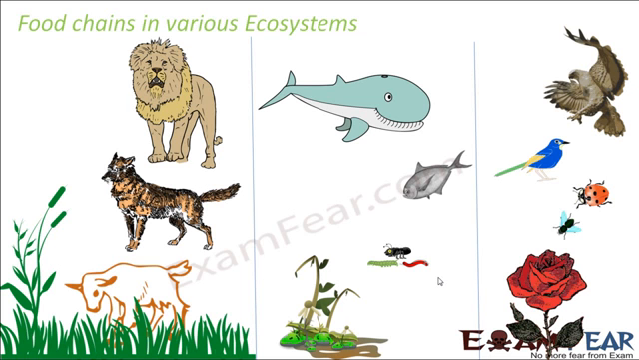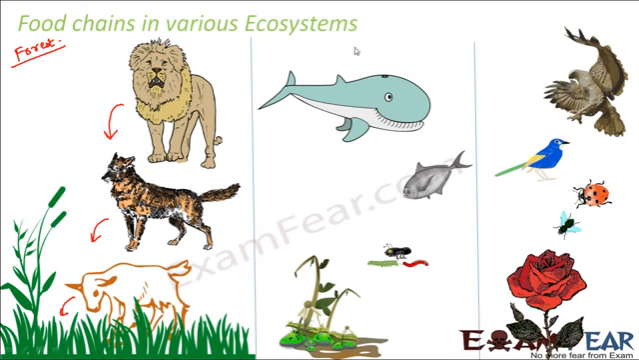Now let us quickly look at various food chains in various ecosystems. Let us take examples of different ecosystems. In the first one, I have taken the example of a forest ecosystem. In a forest, a food chain like this is very common, where a goat is feeding on the grass. This goat in turn is eaten up by a fox or a wolf or a jackal, and this jackal is eaten up by the lion. So this is a very common food chain which exists in the forest ecosystem.